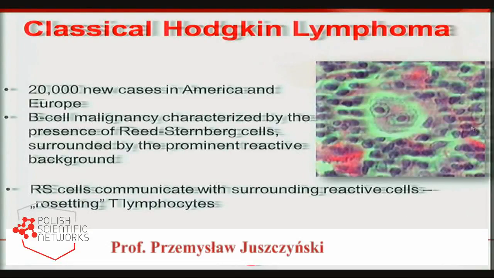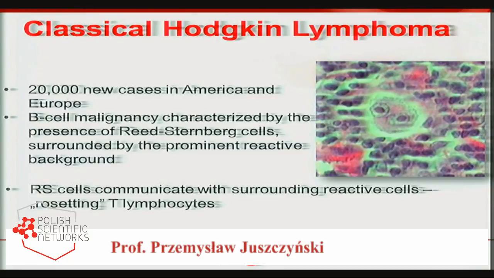Infiltrate cells, communicate, surround Reed-Sternberg cells, and even form so-called rosettes. So they stick to Reed-Sternberg cells and communicate in some way. Importantly, there is very little evidence of effective immune response in this tumor despite this prominent reactive infiltrate.